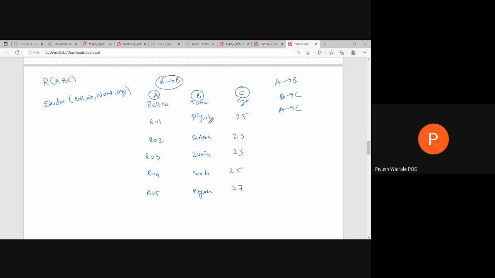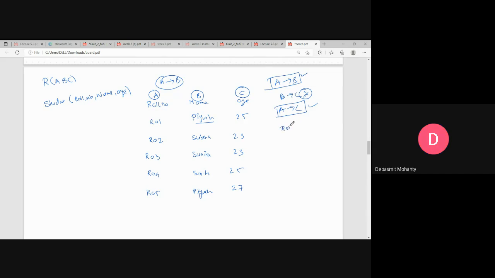This determinant is not there, because for Piyush we have age 25, and for a different Piyush the age is different, right? So this is not applicable. Correct. And what is the determinacy here? Roll number and age. It is there because age is unique, so it is true. So these two are the applicable functional dependencies, right?